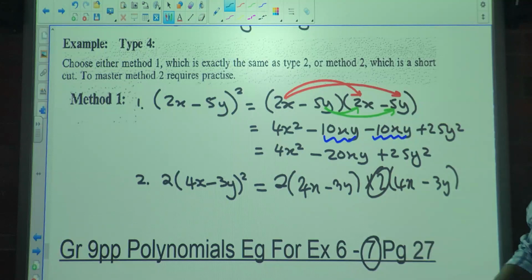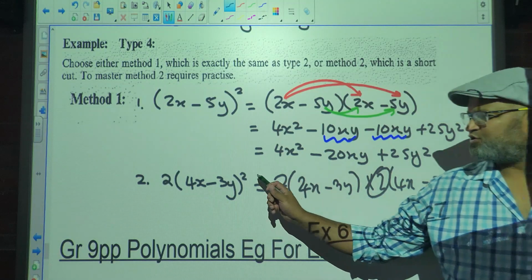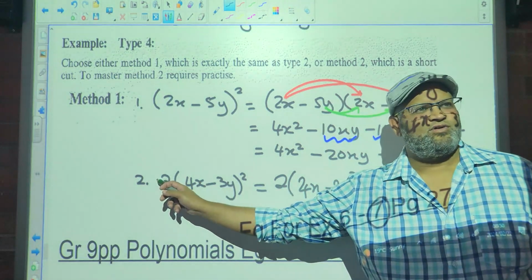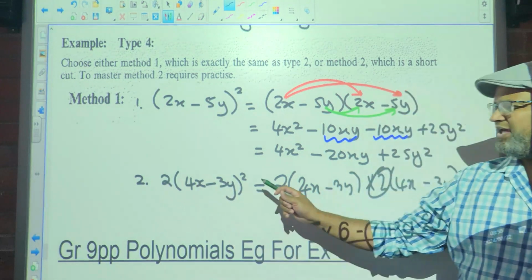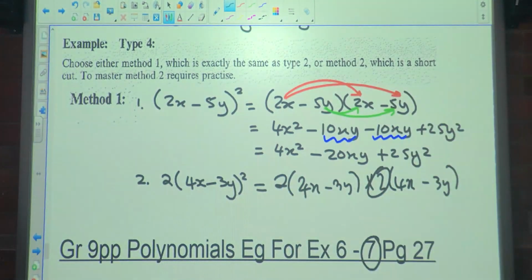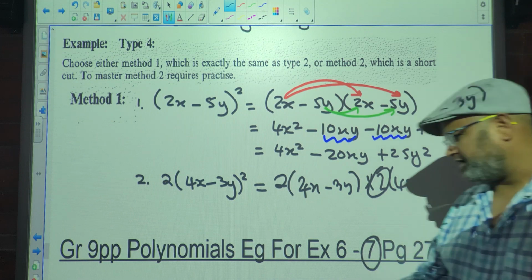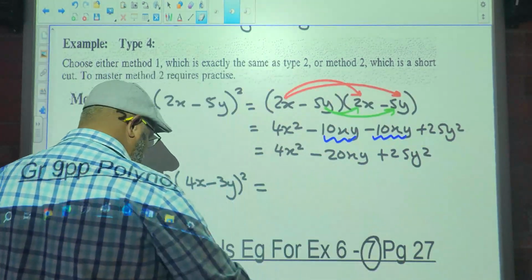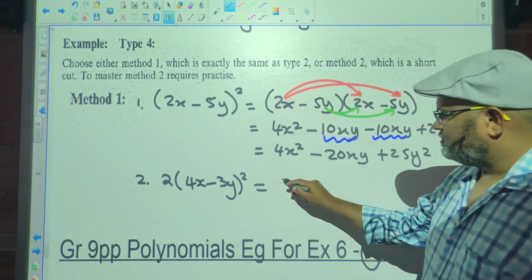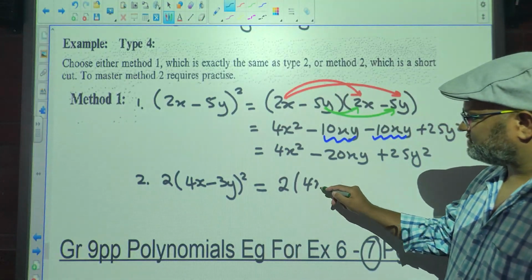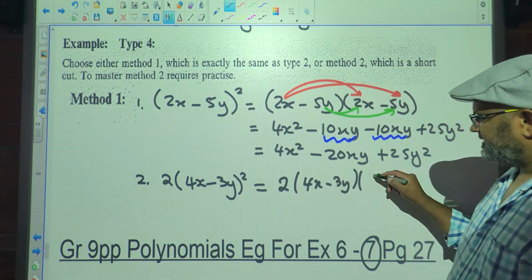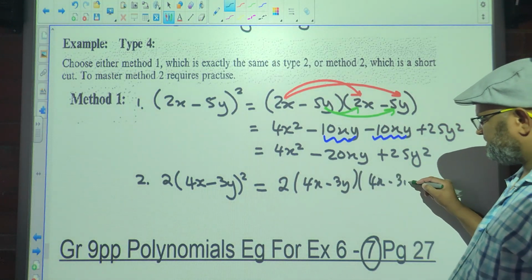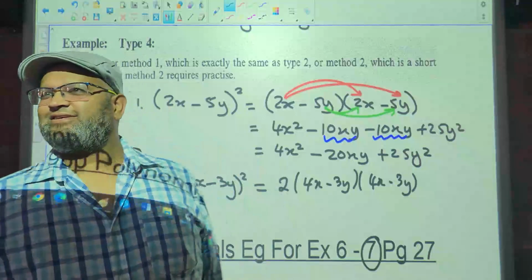So why shouldn't I write the 2 twice? That square is not on the 2. You all agree with that? It's only if that square had to be on the 2 that the 2 should have been written out twice again. You guys understand it? Alright, so let's write this out neatly. It will be 2 into 4x minus 3y, 4x minus 3y. You all agree with that?